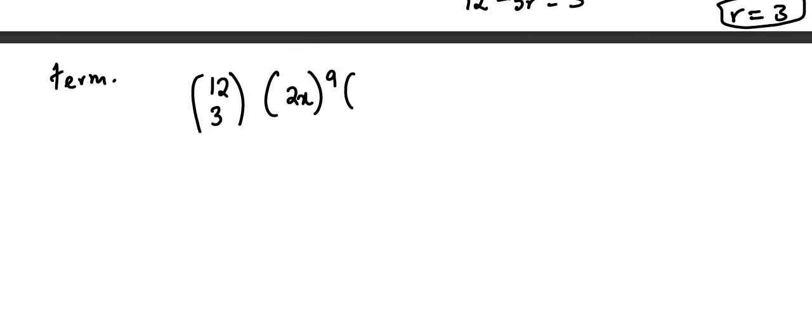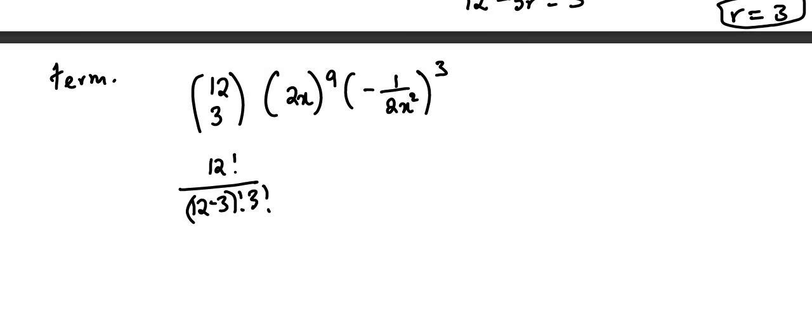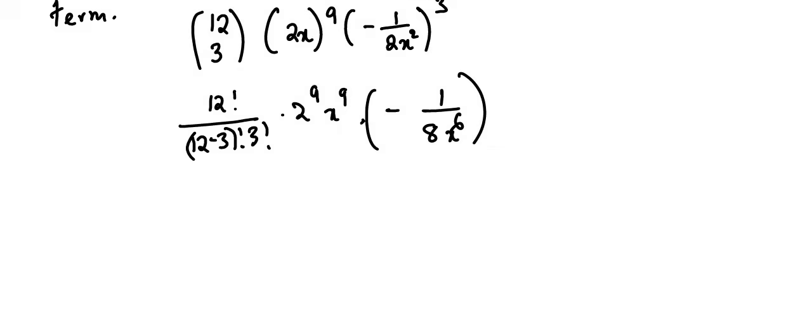Then we have the second term, which is negative 1 over 2x squared to the power 3. So 12 choose 3, if you solve this, this is 12 factorial over 12 minus 3 factorial and 3 factorial. This is 2 to the power 9 with x to the power 9. This is negative 1, this is going to be 8, x to the power 6. Because we're multiplying everything here to the power 3, right? So none of the negative is being preserved. Yeah, so please make sure you put it like this. So the whole answer will be negative because of this negative.